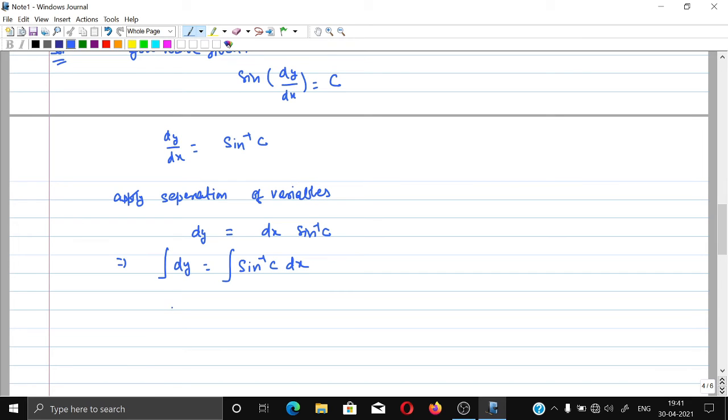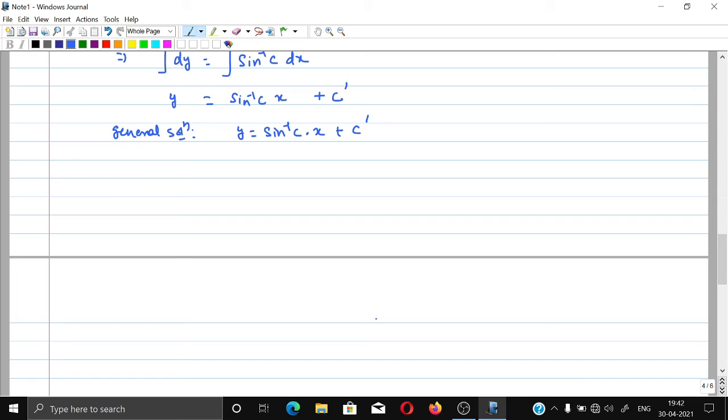If you integrate this term, you will get y, and if you integrate the other term, since this is a constant term, it will come out and you will get x, plus the constant of integration. Please don't confuse this c, which is given in your equation, with the constant of integration. So our general solution is y = sin inverse c times x plus c bar.